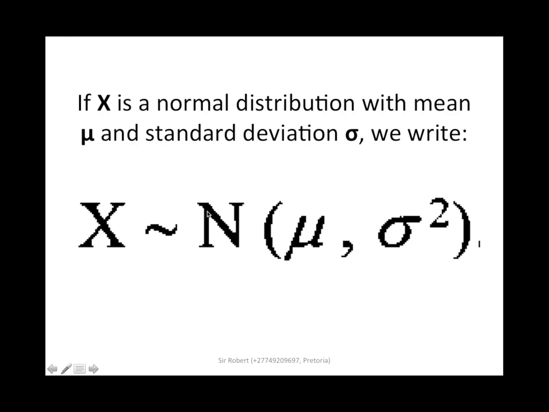So this is the formula of the normal distribution. If X is normally distributed with mean mu and standard deviation sigma, we write that X follows a normal distribution with this as your mean and your variance. Standard deviation squared is equal to variance. So just know that these are the two things you need to know.